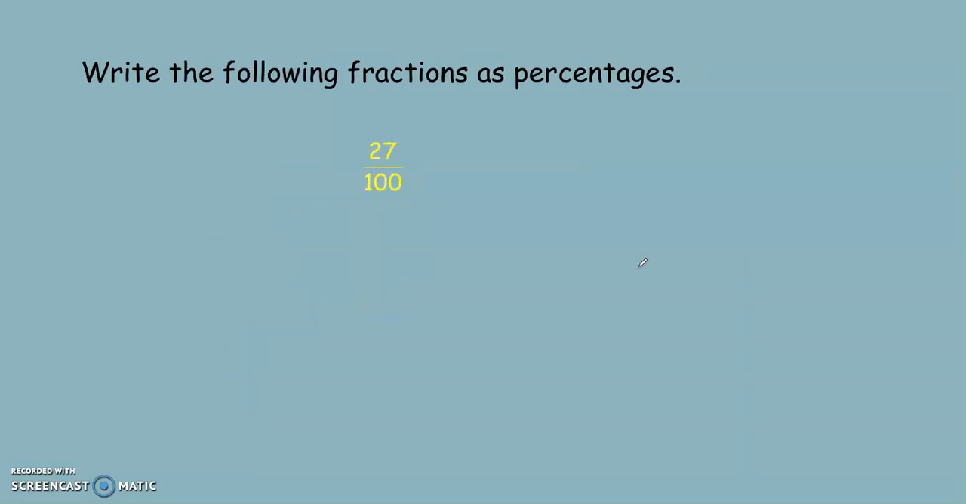Right, some examples of this. I want you to write the following fractions as percentages. So for the first one, we have 27 over 100. So the first thing I'd like you to do in your calculators is to do the division. So type 27 divided by 100 and hit equals. Check that you get 0.27. And then our second step is to simply multiply that by 100. So multiply by 100 and check that you get an answer of 27%. Okay. That was a nice easy one because it was out of 100.